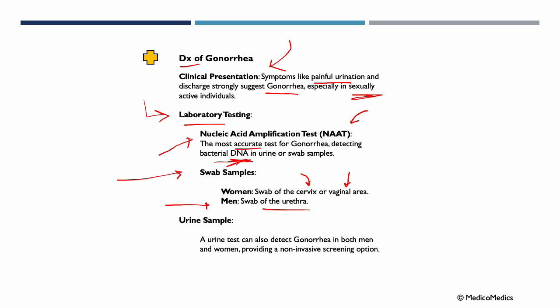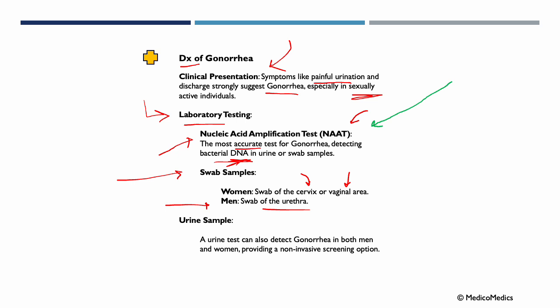How do we go about doing a nucleic acid amplification test? Well, first we do a sample collection. So urine typically is the first catch for men, or we do a vaginal or endocervical or urethral swab for women. We can also do a rectal or pharyngeal swabs if it's indicated.